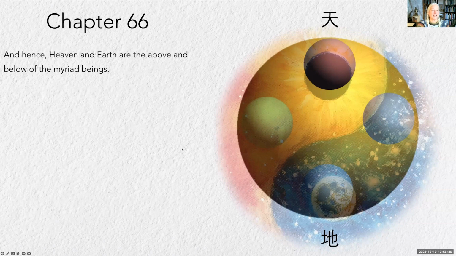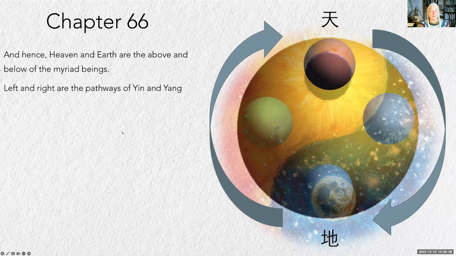And hence, heaven and earth, Tian and Di, are above and below the myriad beings. The left and the right are the pathways of yin and yang. Something comes in, which in that downward movement is related to the west, and it goes back out again towards heaven, and that is on the left.